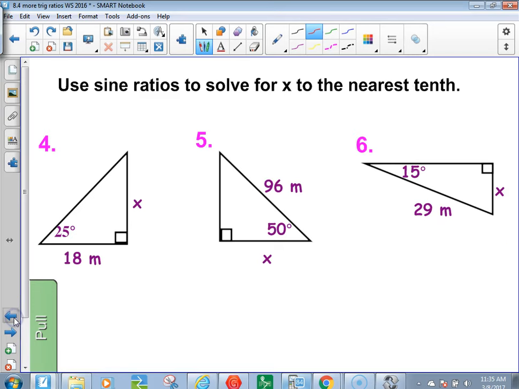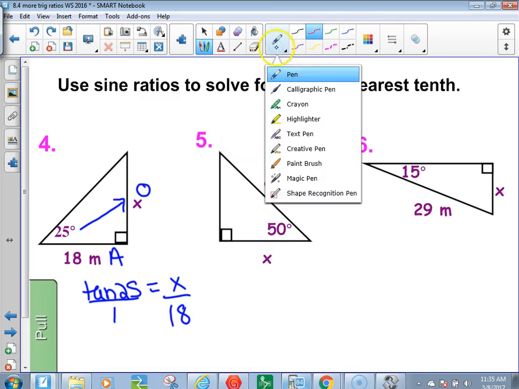Let's see. How about, what do you think number 4 is? Let's start asking around, guys. Sine, cosine, or tangent? Michael, what do you think? Yep, opposite and adjacent. Okay, so tan 25 is equal to x over 18. So I'm going to ask you guys to set me up on these, and don't sit here and calculate right now. Let's just get some set up because that's half the battle right there.